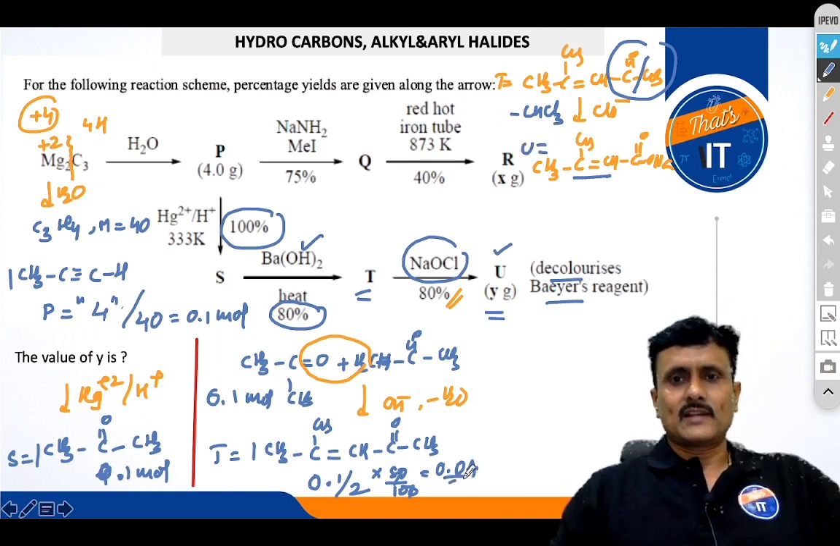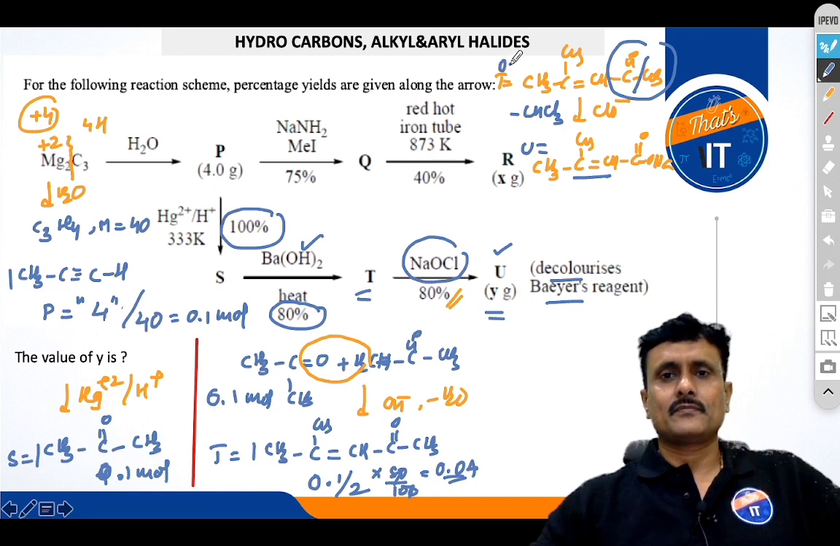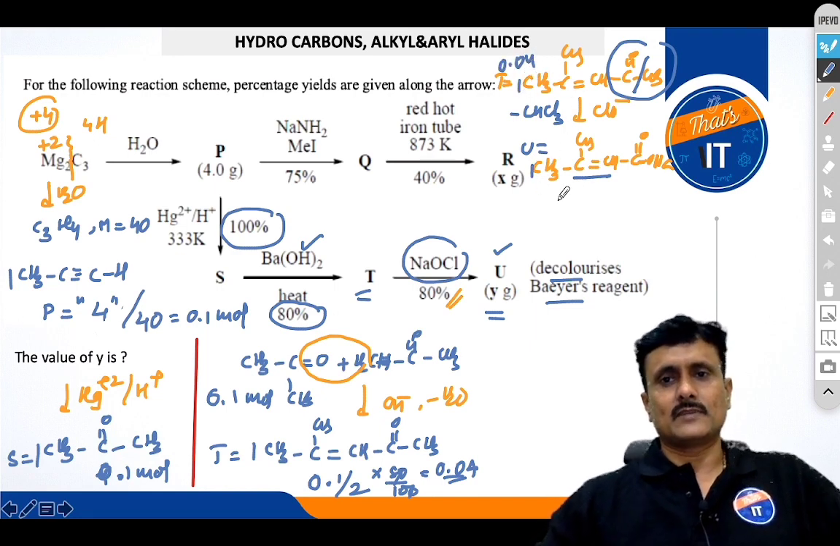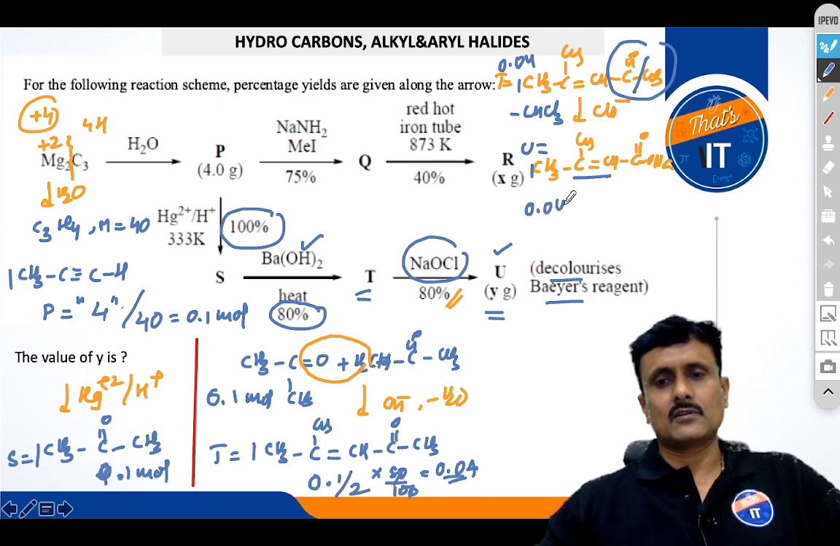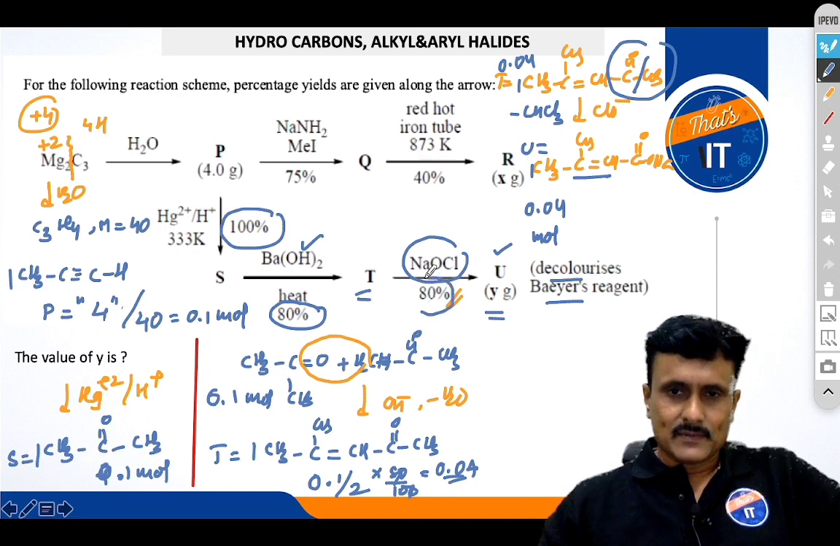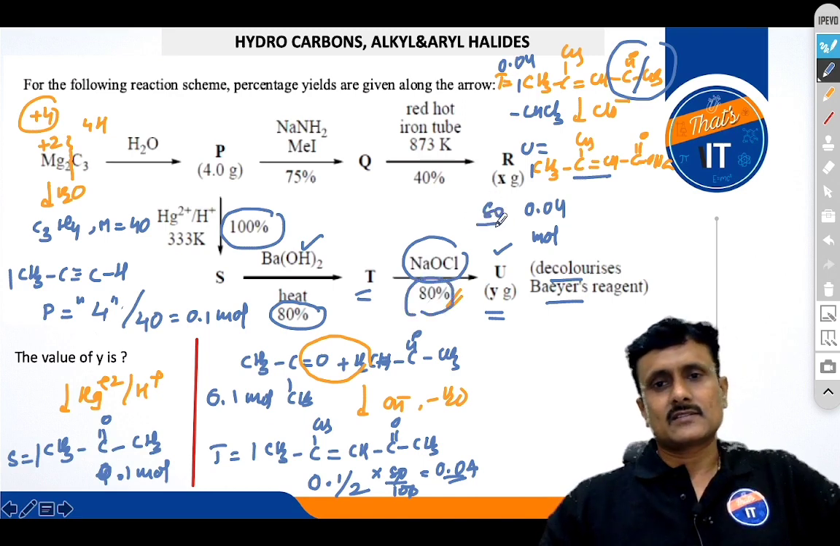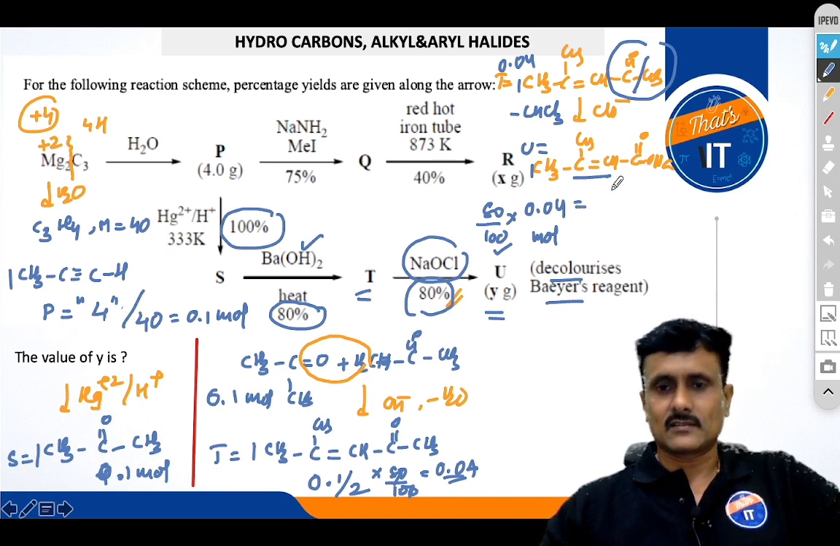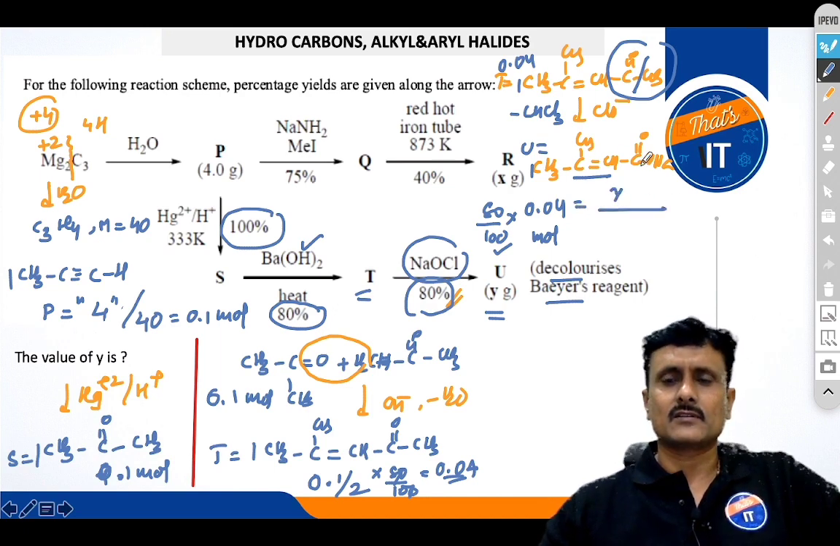So you can see you got 0.04 mole of this. Therefore 1 mole giving rise to 1 mole. So you will be getting 0.04 mole of this substance. But you can see only 80% is obtained, isn't it? Another obligation. So you will be getting 80% of this is equal to weight, that is Y gram, divided by the molecular weight of the whole substance, right?